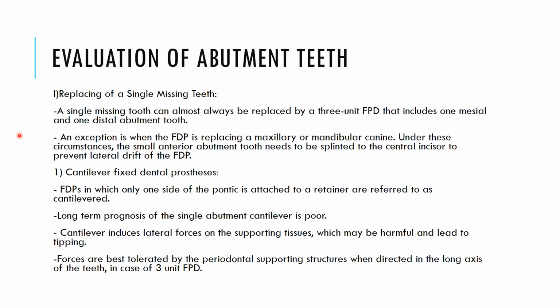Coming to the first few slides about evaluation of the abutment teeth. It's divided under a few categories. First one is replacing a single missing tooth. So usually we understand that we need support mesially and distally because of Ante's law to replace one tooth, right? So a single tooth can be replaced basically by a 3 unit FPD, with an exception of the mandibular or maxillary canine, which is ideally indicated to be splinted by both of the central incisors. Or you take support even from the premolars.